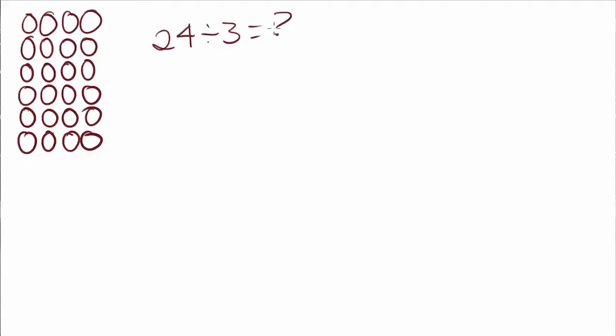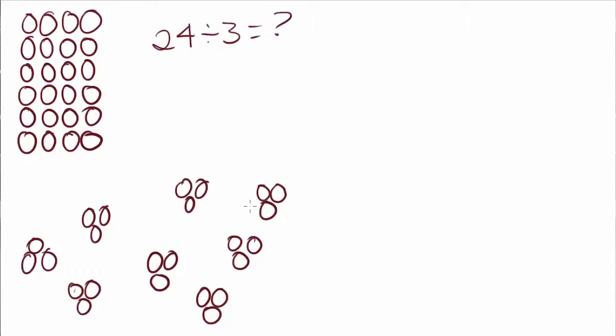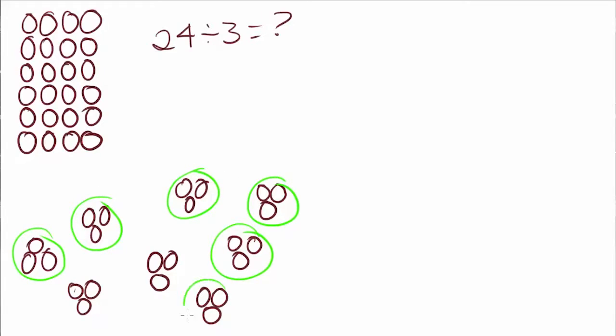This time we couldn't hand the cookies out one by one because we don't know how many groups to place them in. Fair sharing won't work this time. We'll have to hand them out or measure them out 3 at a time and see how many groups we end up with. There's the 24 cookies. If we count now, we'll find out that we have 1, 2, 3, 4, 5, 6, 7, 8 groups of cookies. So the answer to our division equation, 24 divided by 3, is 8.